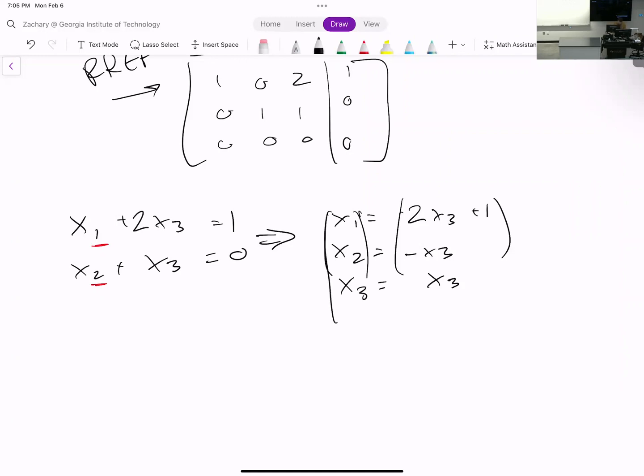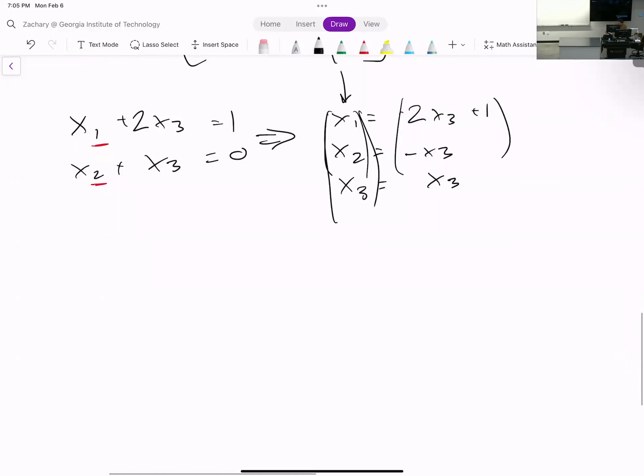You always need to make sure in this vector here that you have each of your variables. Okay. So we put parentheses around it, and now we get x1, x2, x3 equals x vector. In the equation Ax equals b, this is what our x vector is. And when we find solution sets, we're finding that x vector.